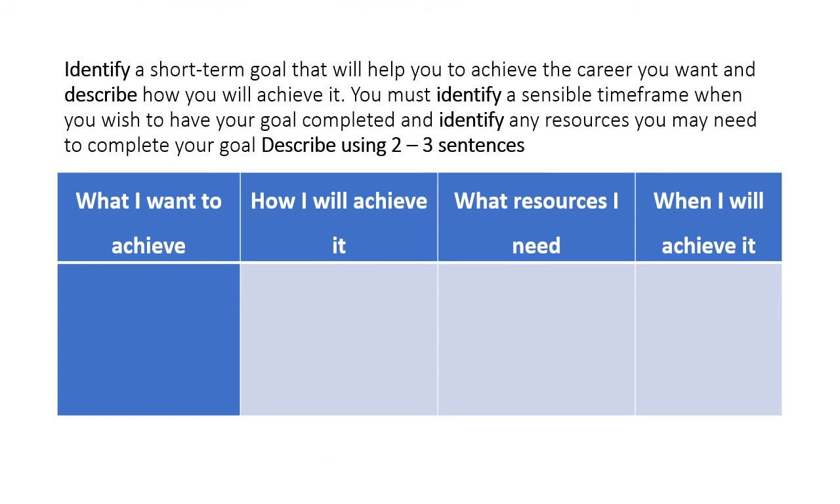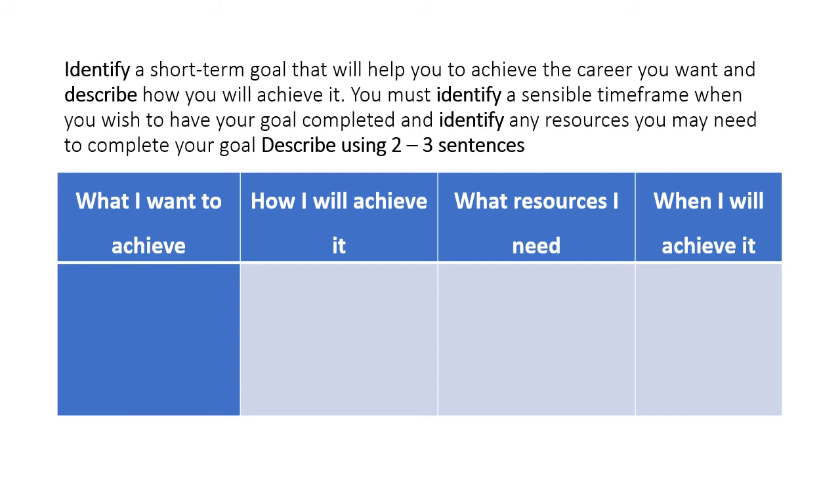The final question, which is on page 41, is asking you to identify a short-term goal that will help you to achieve the career you want and describe how you will achieve it. Identify a sensible time frame when you wish to have your goal completed, and identify any resources you may need. You need to do this by describing using 2 to 3 sentences. I've put an example here of the box which you've got in your workbook. What is it you want to achieve? How are you going to achieve it? What resources do you need? And when will you achieve it?